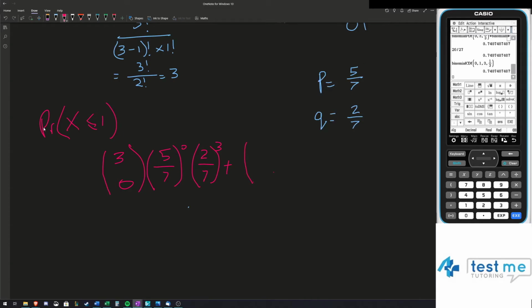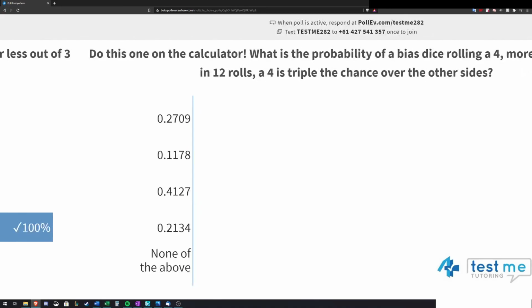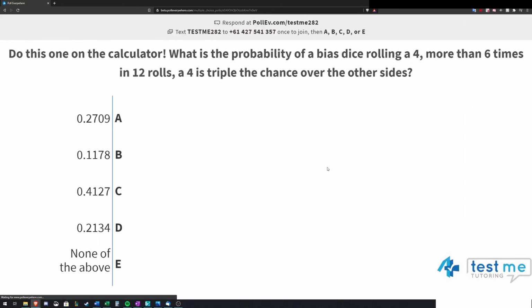Alright, and here we've got 3 and 1, and 5 over 7 to the 1, and 2 over 7 to the 2, okay? So we're saying that this is the probability that we don't get any, and this is the probability that it happens once, okay? And then we just add it up, and that's how we set it up, and we should get an answer of 68 on 343, okay? I'll give you one more, and this one's going to be on the calculator, okay? That's frustrating. Oh, sorry, one too many. Give this one a go. This one you feel free to do on the calculator.